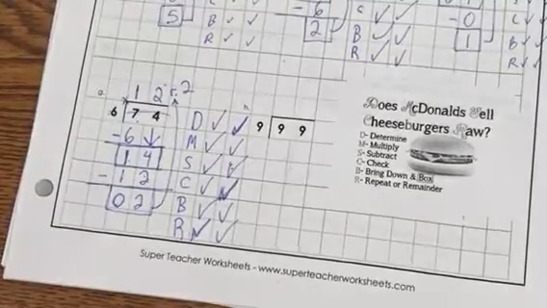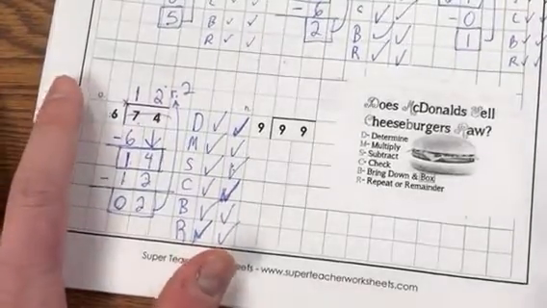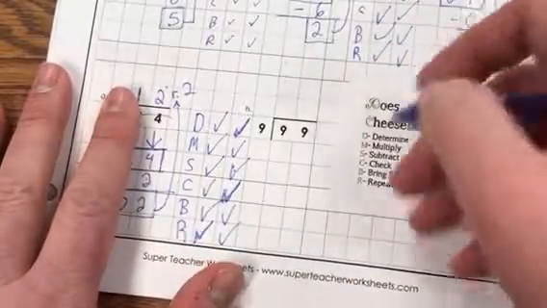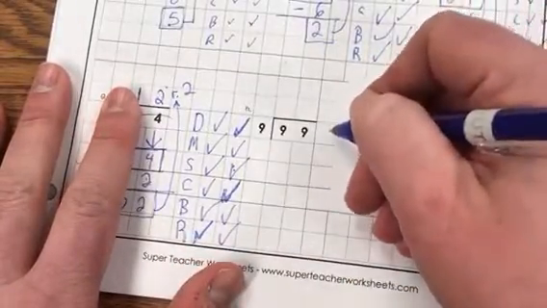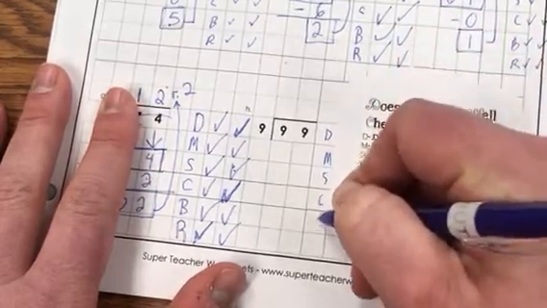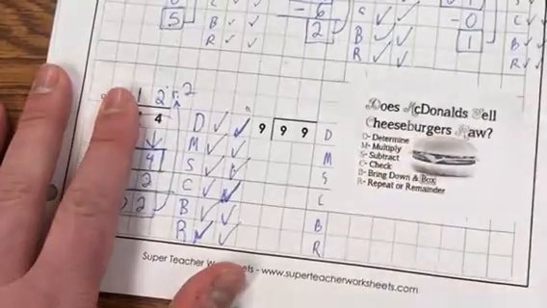And Mr. Hutch is going to do the hardest one last ever. 99 divided by 9, we have, let's see where we'll put this. Maybe right here. Does McDonald's sell cheeseburgers raw?